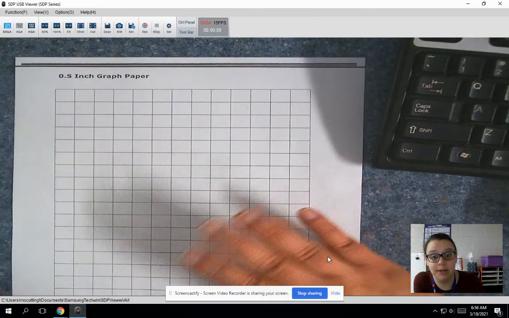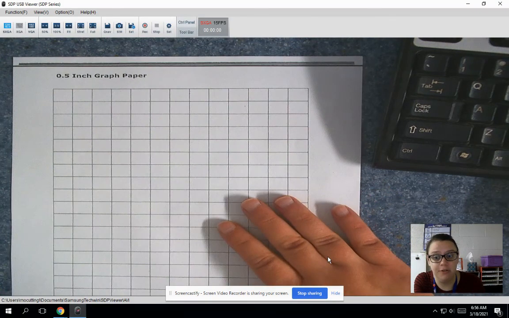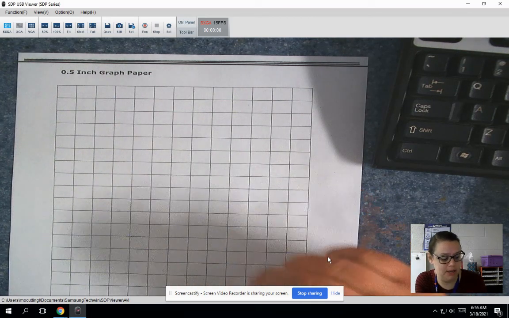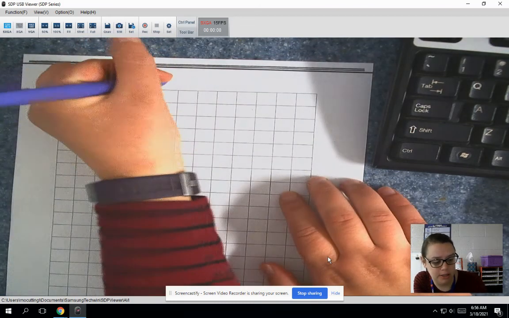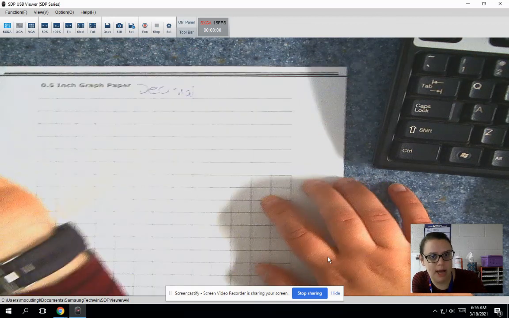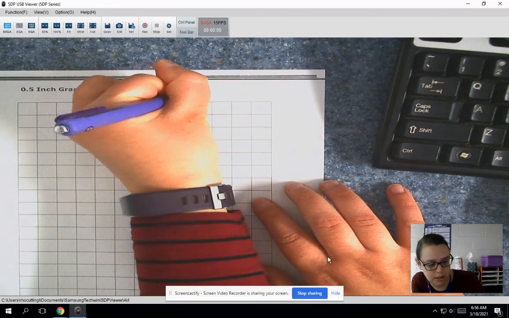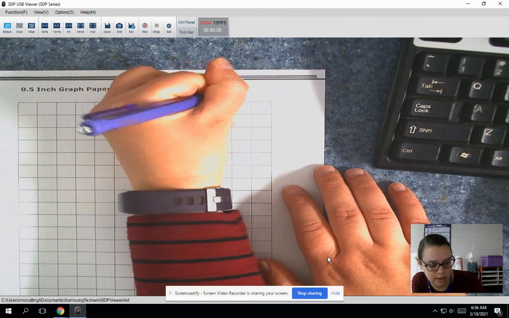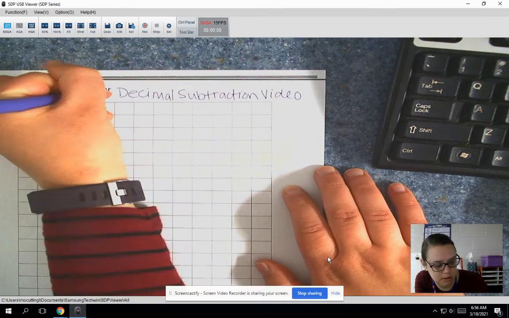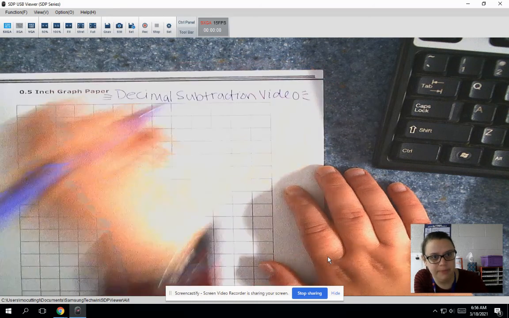So you are going to need a blank piece of graph paper and eventually your workbook, because the try on your own problems at the end will be in your workbook. All right, so we're going to label this decimal subtraction video. Make it a little fancy if you want.